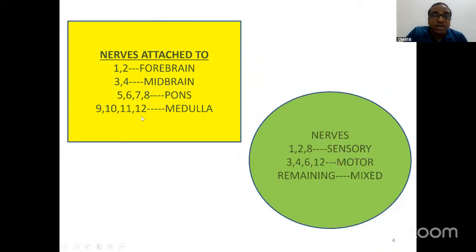Hypoglossal nerve, 12th cranial nerve. 9, 10, 11, 12. Where does this 12th cranial nerve originate? Medulla. So it's so simple. So if you learn these basics, you can tell the origin of anything.